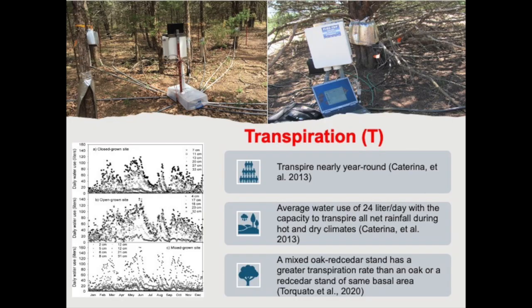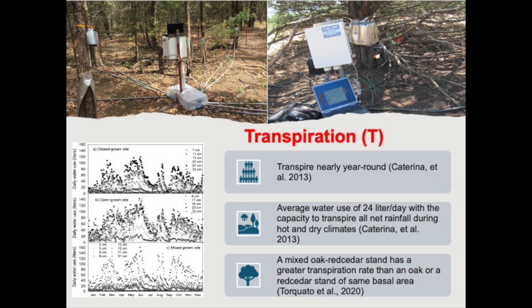One of the most important water fluxes in a water control system is transpiration. Our study found that the juniper is able to transpire year-round, except for a few days when it's below zero temperature. On average, the cedar can transpire about 24 liters of water per day. This number is not particularly high compared with some other trees. However, when you have a high stand density, they are capable of transpiring every single drop of the late rainfall in a hot and dry climate.